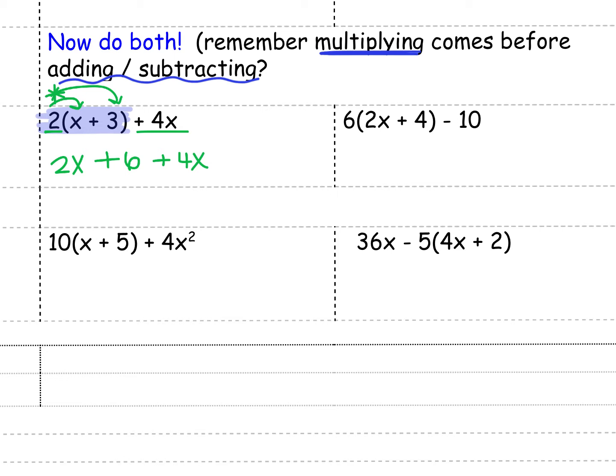Now I look at this problem when I combine like terms. 2x plus 4x, well that's 6x. Copy the rest. And they're not the same, they can't be put together, so this is just my solution.